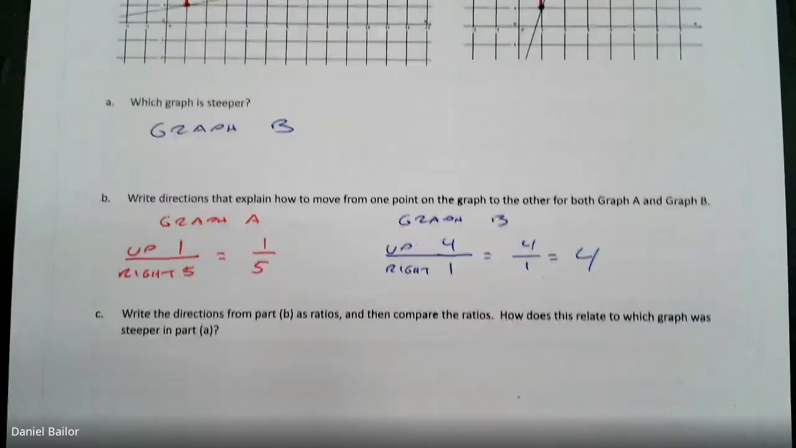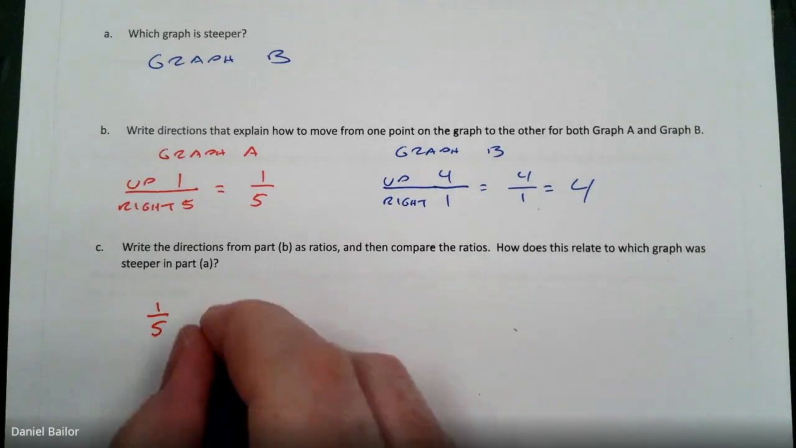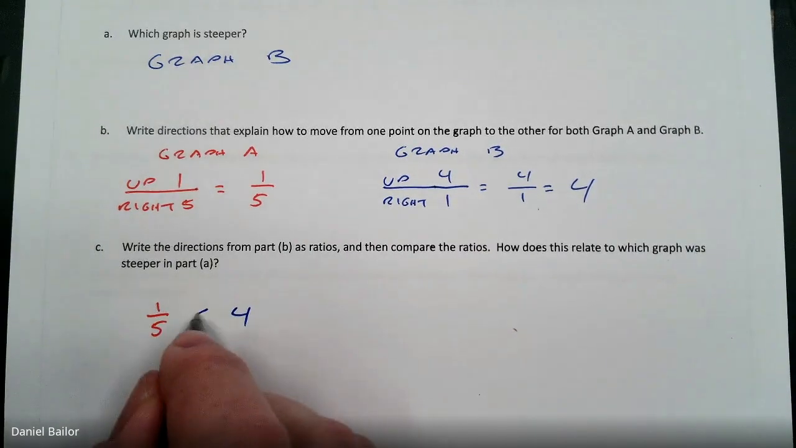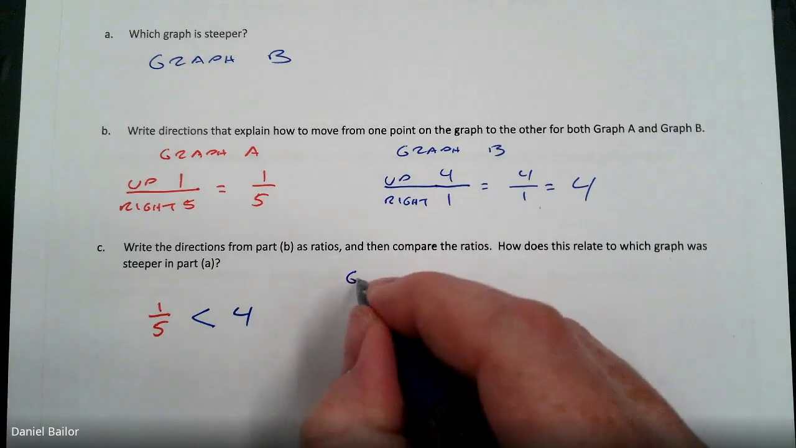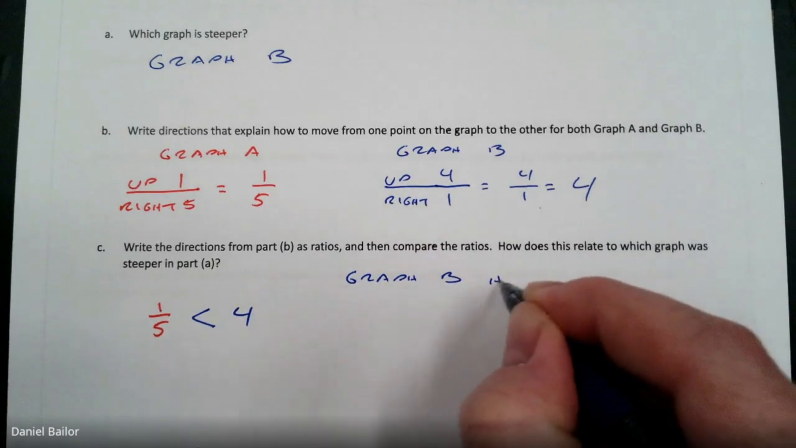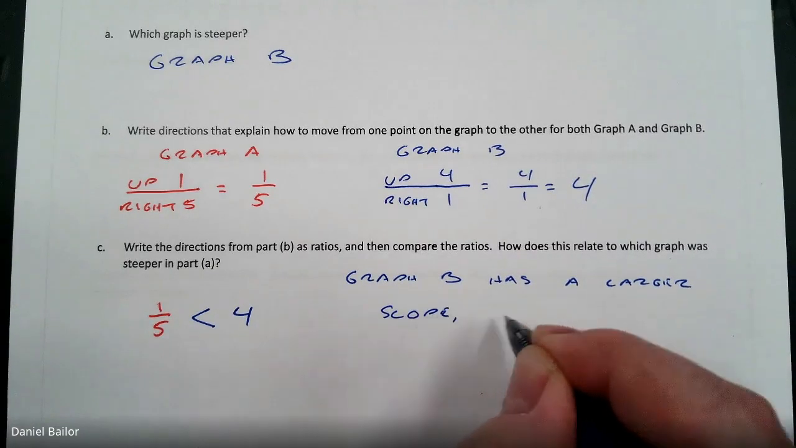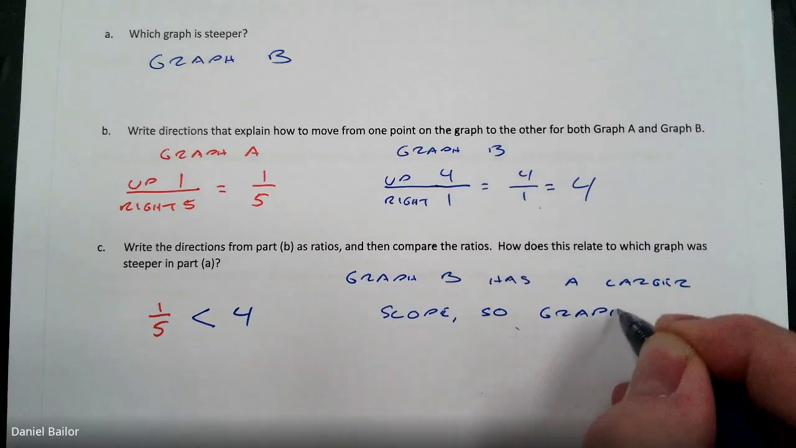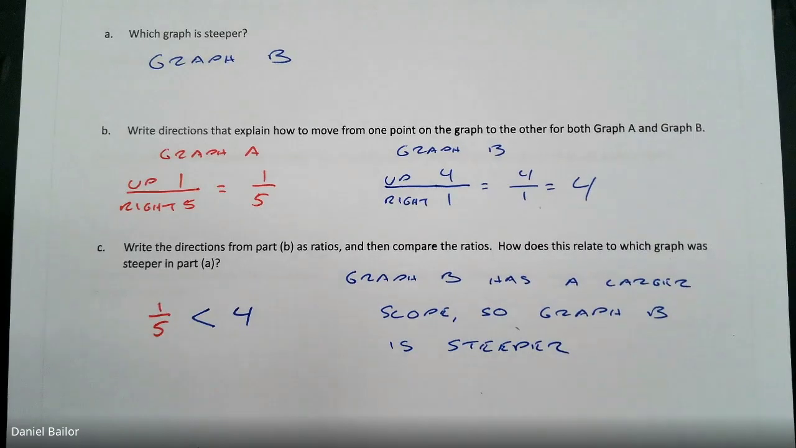Well, let's compare now for part C. Graph A was 1/5, graph B was 4, and you know that 4 is greater than 1/5. So graph B has a larger slope. So graph B is steeper. And that is the conclusion that you should have come up with when you did this one on your own. You should have got the same exact answer that I just did. So if you're doing this well, that's awesome.